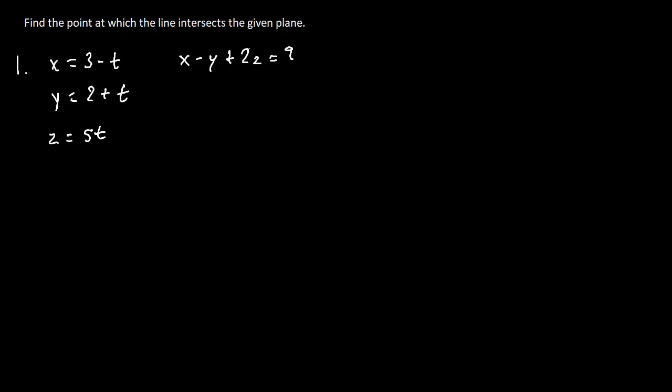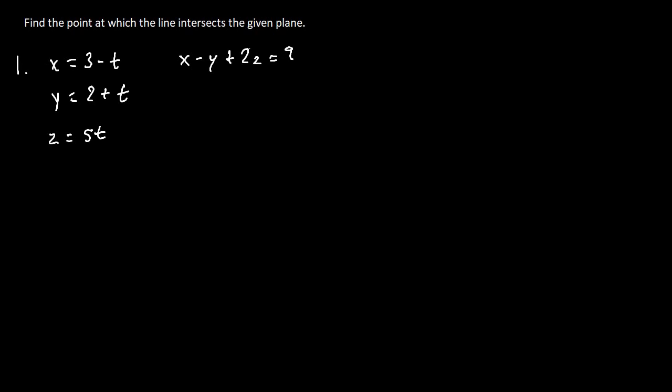So now let's say we're given a set of parametric equations that represent a line, and we're given the equation of a plane, and we're trying to find the point at which the line intersects the plane. So for number 1, we have x equals 3 minus t, y equals 2 plus t, and z equals 5t, and the equation of the plane is x minus y plus 2z equals 9.